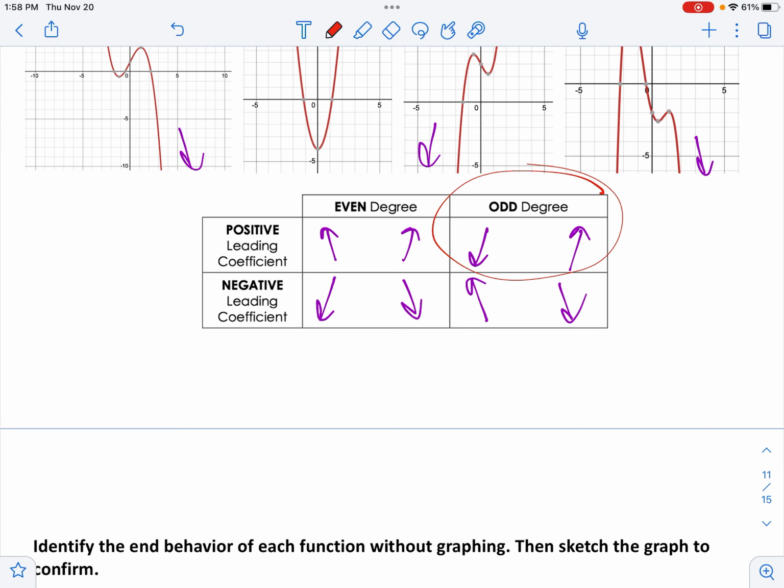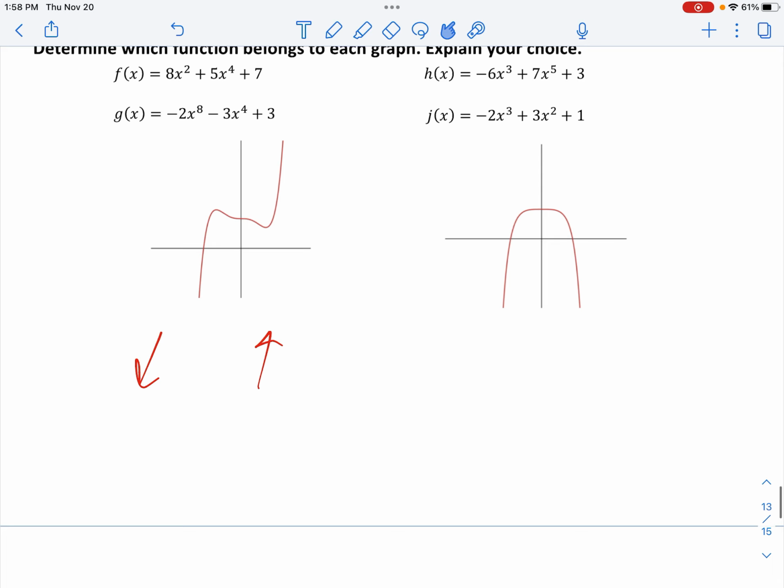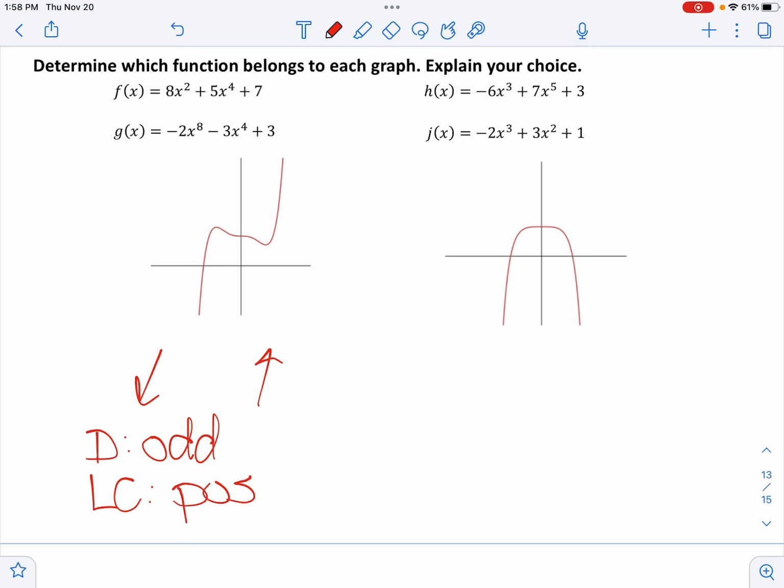So I know it's odd degree, positive leading coefficient. So I'm going to write that. Degree, odd, LC, positive. Okay, so I'm just going to start with that.